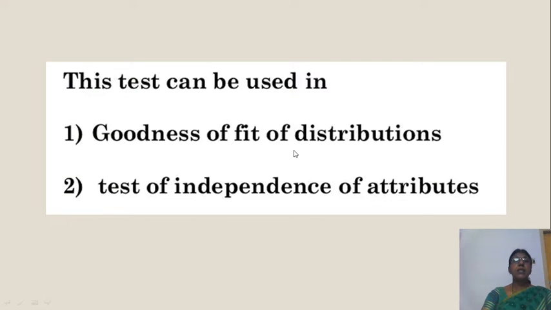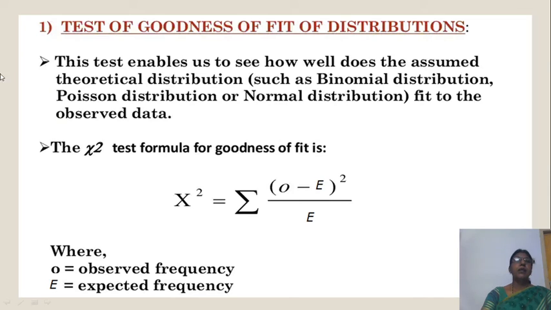This test can be used in goodness of fit of distributions. Second one, this test can be used in test of independence of attributes. Attributes means qualities. Test of goodness of fit of distributions: this test enables us to see how well the assumed theoretical distribution, such as binomial distribution, Poisson distribution or normal distribution, fits the observed data.